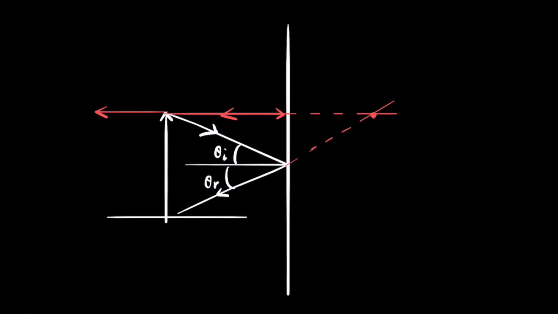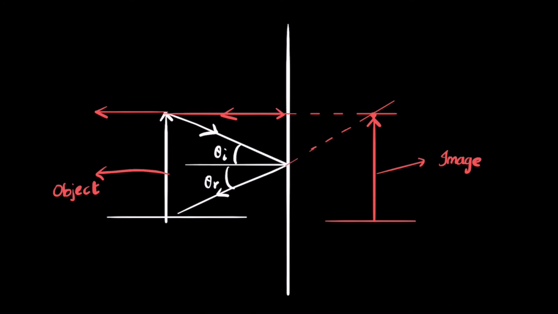So this point across the same surface creates the image. So this here is the image, and this here is the object. Notice that the actual light rays did not actually go to that, but the light rays that are there will eventually form an image. So this is the idea behind a general understanding of how reflection works.